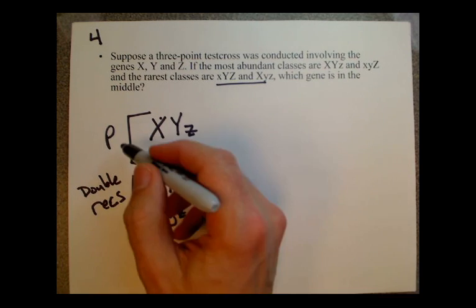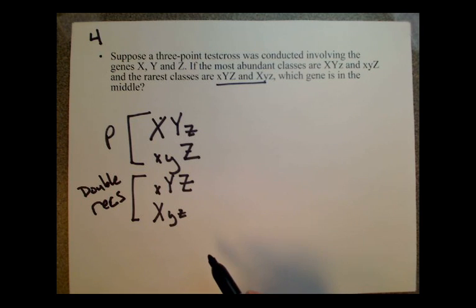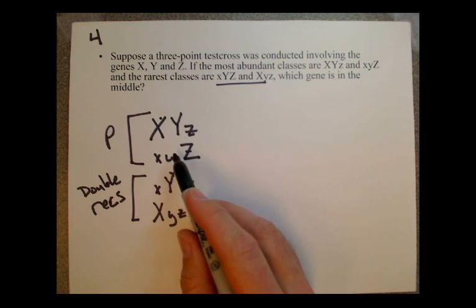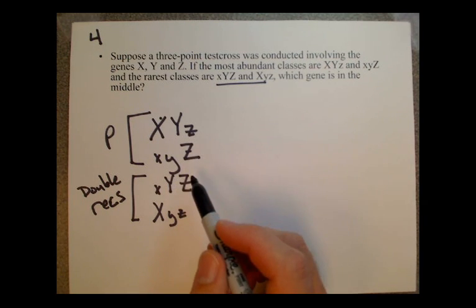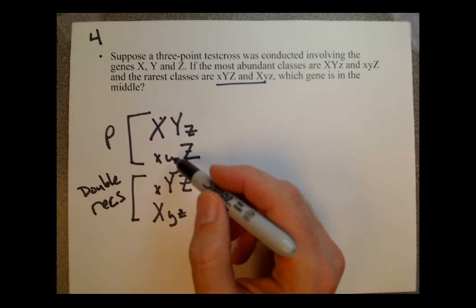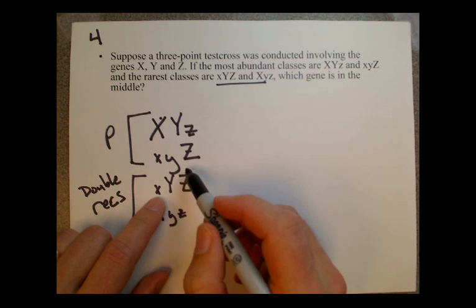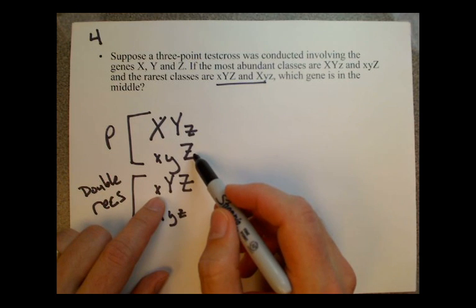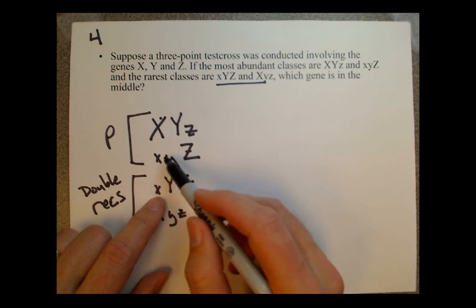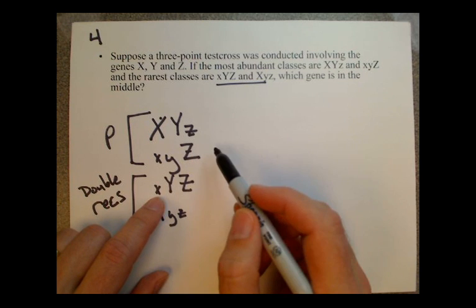And the key then is just to compare these two, and these will tell you which gene is in the center. Essentially, because the gene in the center is the one that gets flipped in these sorts of problems, you can basically just compare one of these double recombinant chromosomes to one of the parental chromosomes and look for the one that does match or the one that doesn't match.